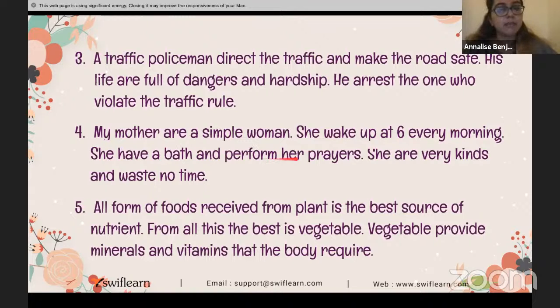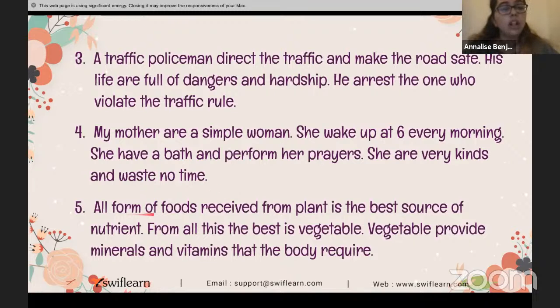She have a bath and perform her prayers. Again, one person we're talking about. So she has a bath and performs her prayers because of our present tense. She are very kind and waste no time. What will you do over here? She is very kind and wastes no time.